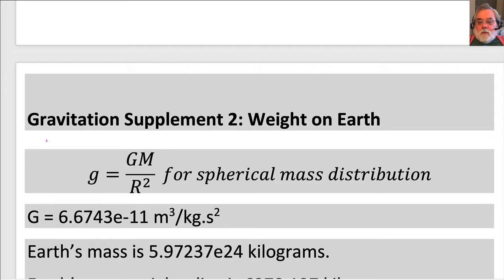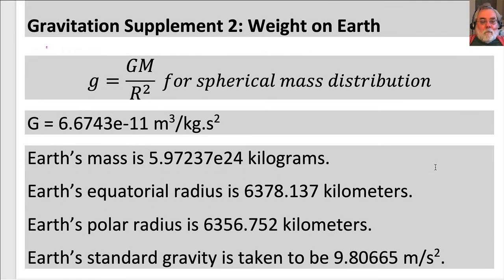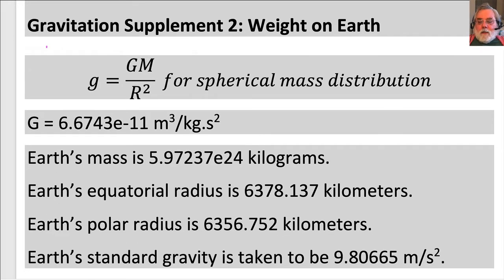Earth's mass is 5.9 by 10 to the 24 kilograms. Earth's equatorial radius is 6,378 kilometers. Earth's polar radius is 6,356 kilometers. Earth's standard gravity is taken to be 9.80665 meters per second squared. Earth's surface gravity decreases about 0.03% per kilometer of altitude or distance from Earth's center.